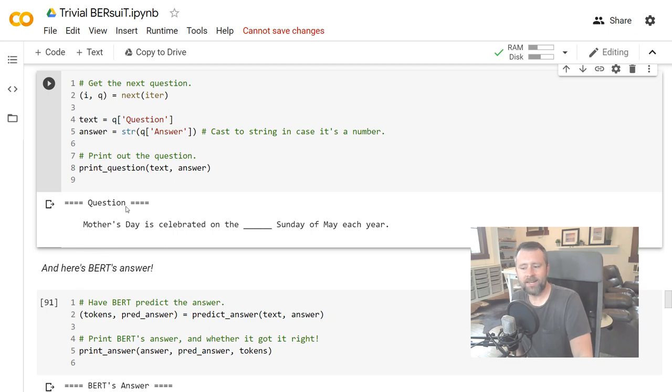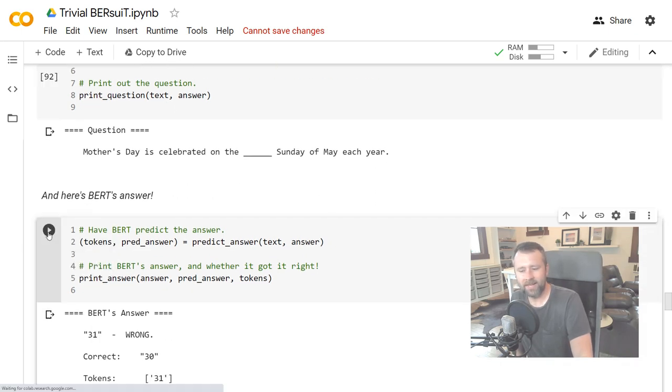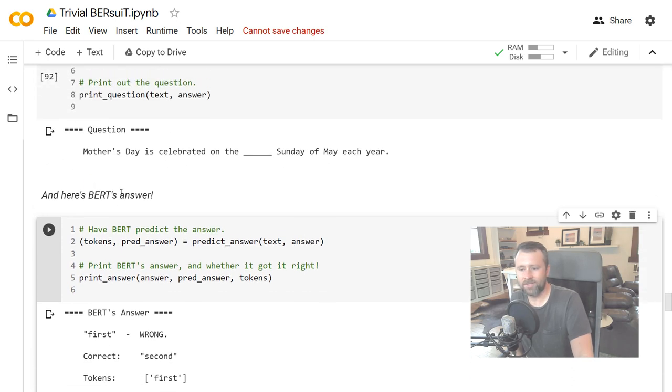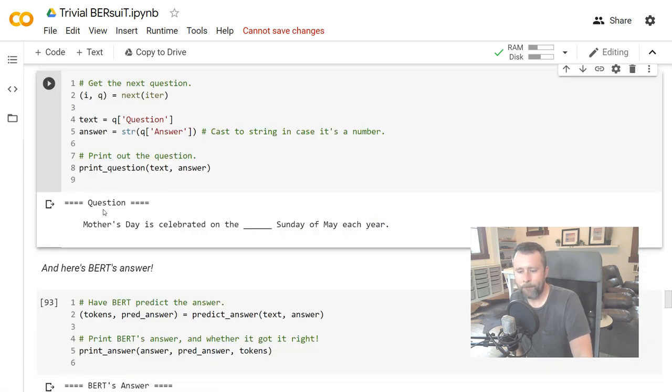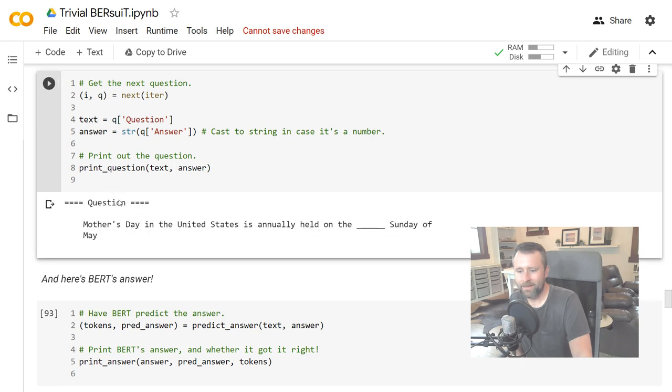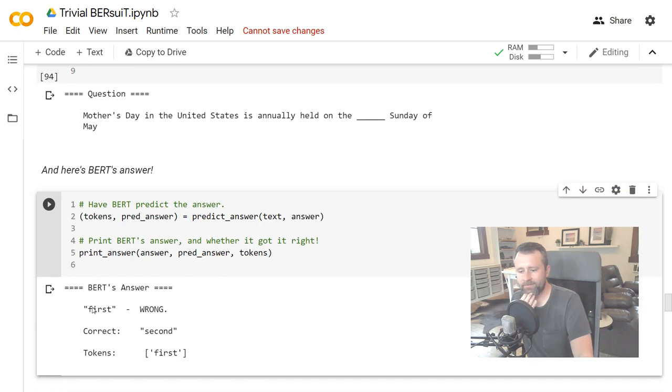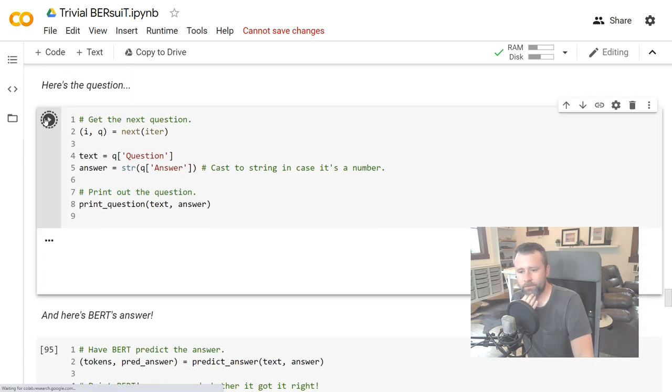Mother's Day is celebrated on the blank Sunday of May each year. Probably an American holiday, I'm guessing. I'm not sure if anyone else has this. All right. First Sunday? Yeah, I guess it needs to be an ordinal word, but the correct answer is second, so it doesn't seem to know. Nope, there's kind of a repeat, just formatted differently. No, still doesn't know it.